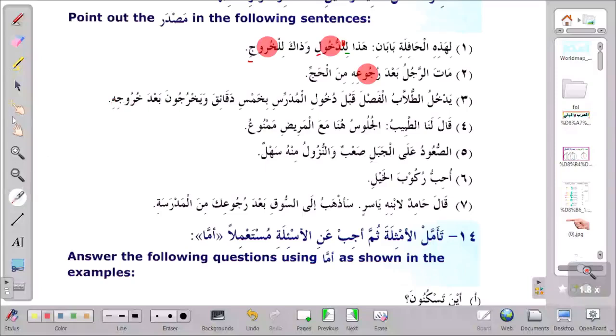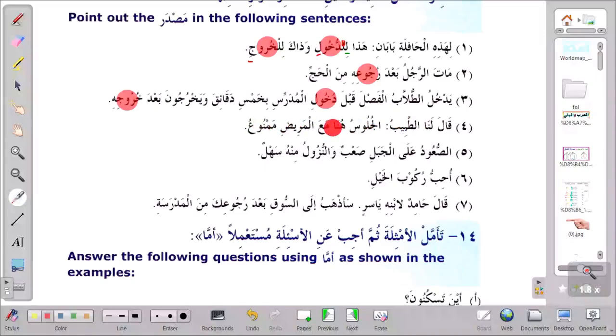Okay, so let's point them out. The masadir. So this is the masdar. قبل دخول المدرس, before the entry of the teacher. وَيَخْرُجُونَ بَعْدَ خُرُوجِهِ, right? The third one, قَالَ لَنَا الطَّبِيبُ. Okay, the doctor said to us, الْجُلُوسُ هُنَا مَعَ الْمَرِيضِ مَمْنُوعٌ.